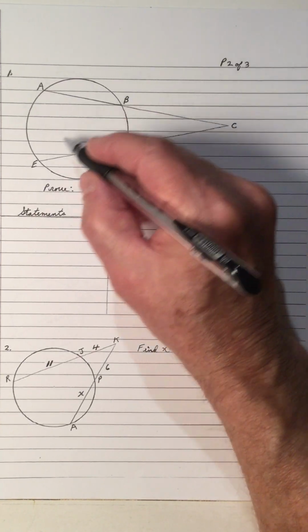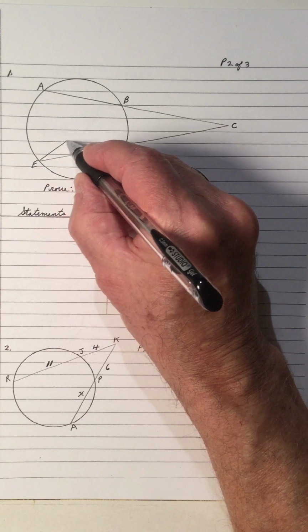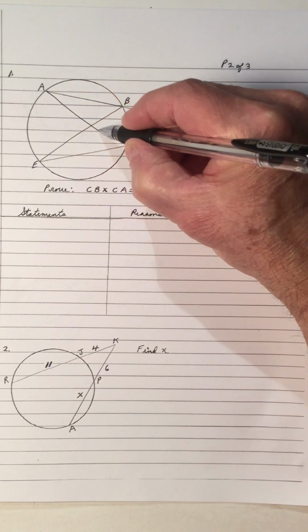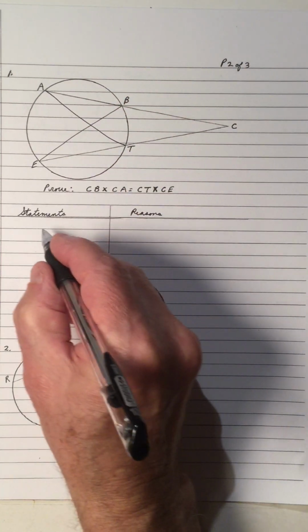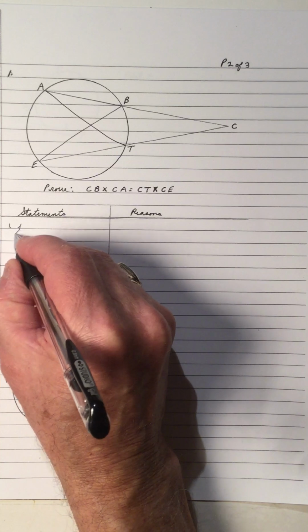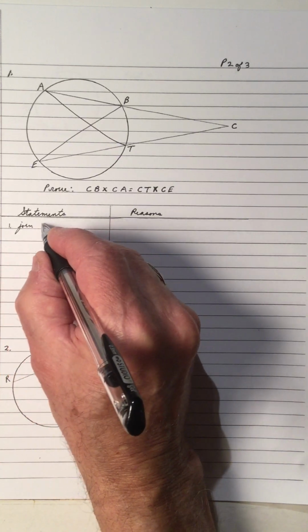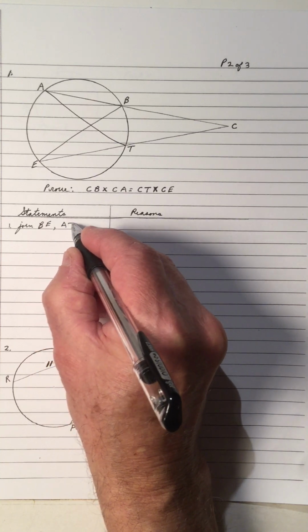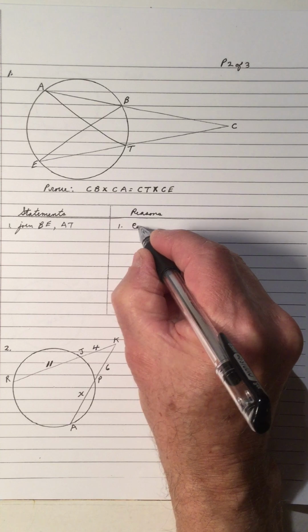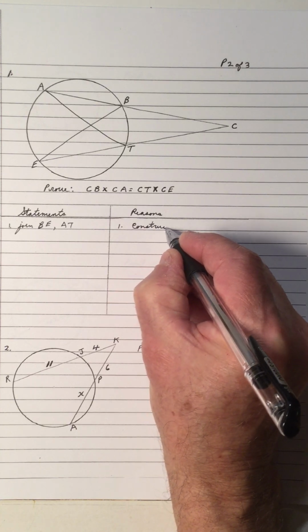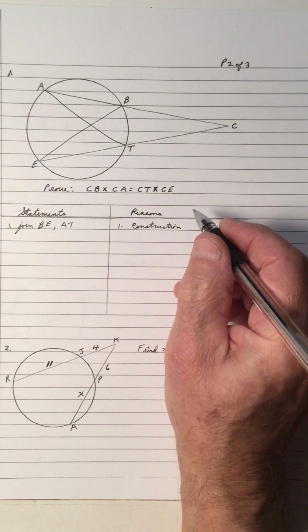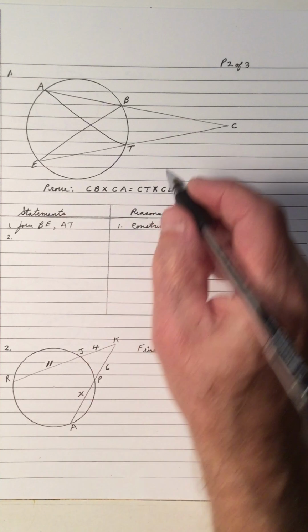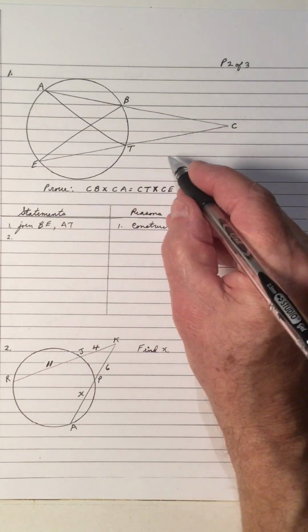To do that, I have to form a pair of triangles. So what we're going to do, number one, is join BE and AT, and that's a construction. You can draw a segment between any 2 points. As a result, we have triangles, so we need a pair of similar triangles.